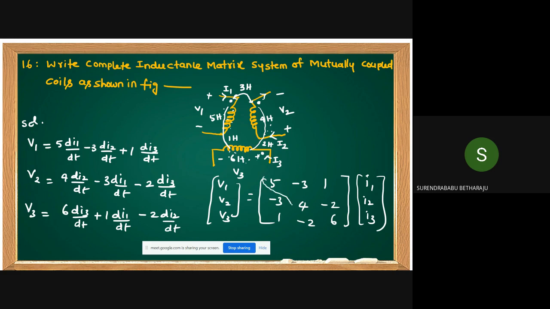This 5, 4, 6 indicates which one? The diagonal elements indicate the self-inductance. Clear, friends? Like this, we can first check whether it is aiding or opposing. Like this, these are the different models of questions with respect to coupled circuits. With this, the coupled circuits concept is completed.